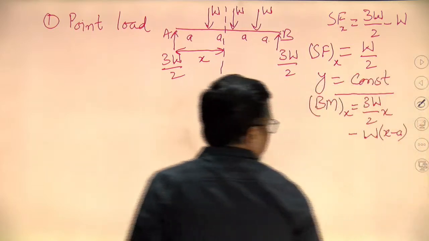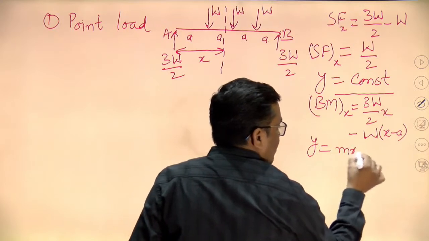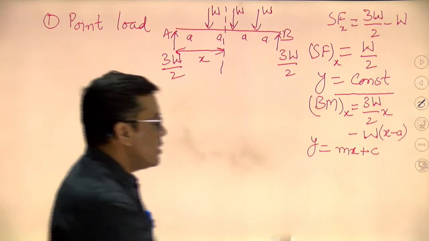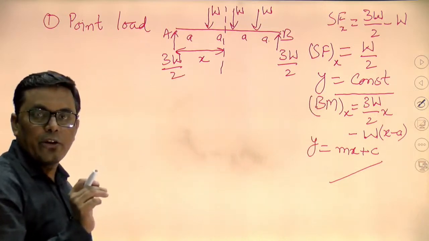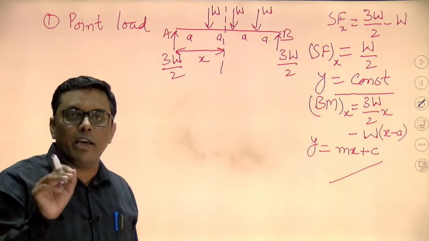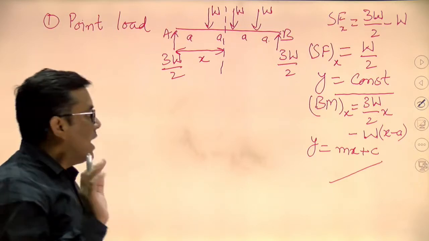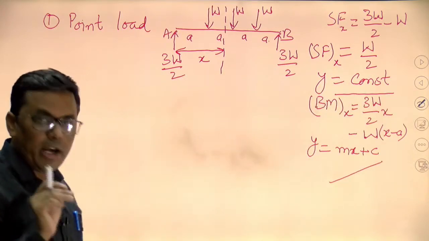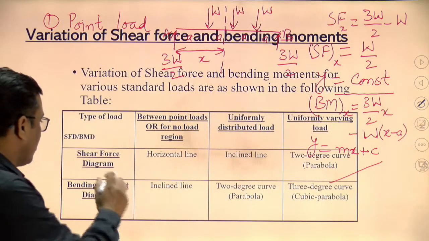What we are observing here? If I am saying bending moment as Y, I am observing the equation is Y equal to mx plus C. कैसी इक्वेशन हुई? इंक्लाइंड लाइन की. So what conclusion I can draw here? At a particular section of beam, if the beam is loaded by a point load only, then the shear force diagram will be a constant horizontal line and the bending moment diagram will be an inclined line. So that's what is available here.